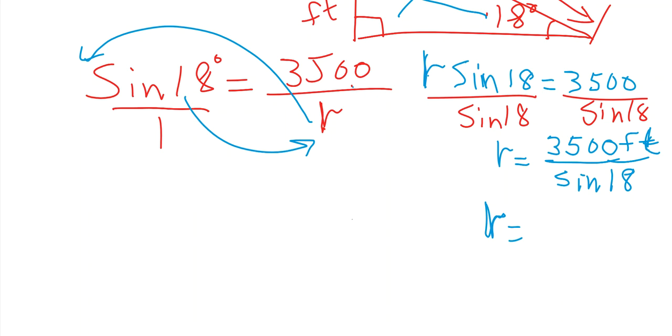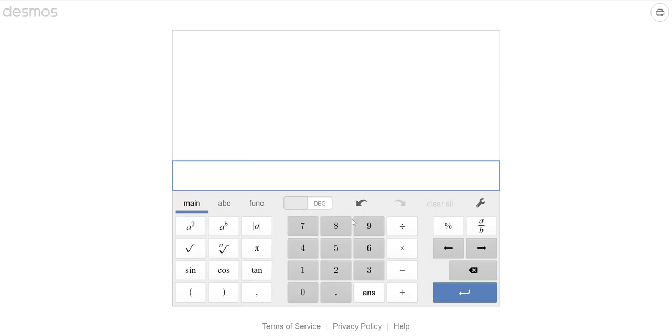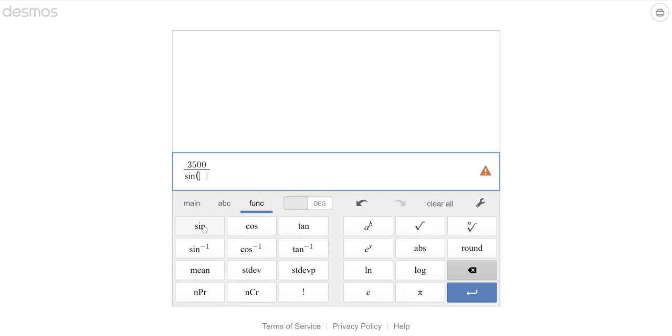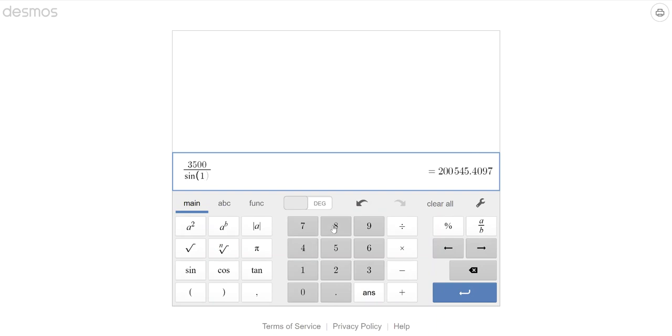Let's calculate this now. Back to our scientific calculator. We want 3,500 divided by, and I'm not very familiar with how to use this yet, so give me a chance here. Okay, it does it this way. So we're going to do sine of 18, and then we stick in our 18 degrees. 3,500 divided by sine of 18. And what is the answer? 11,326.2 to the nearest tenth of a foot.